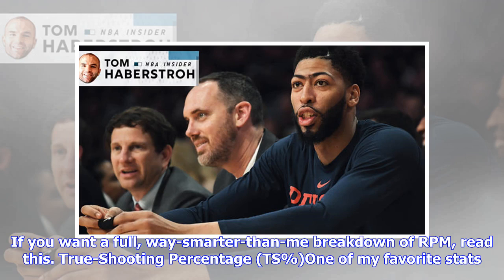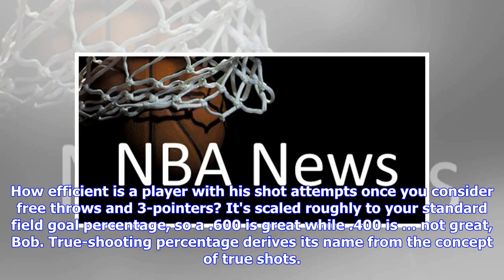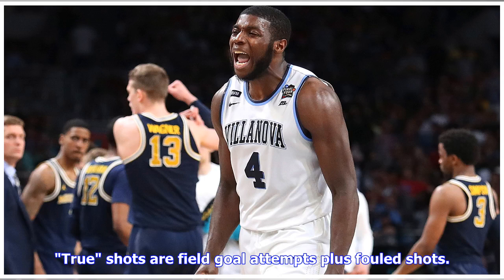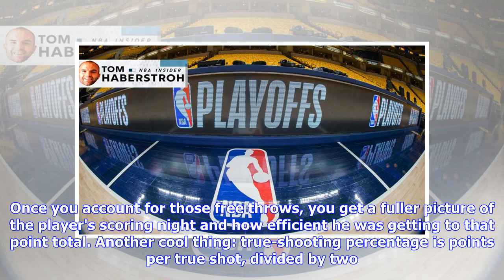True shooting percentage, TS%, one of my favorite stats. How efficient is a player with his shot attempts once you consider free throws and three-pointers? It's scaled roughly to your standard field goal percentage, so a .600 is great while .400 is not great, Bob. True shooting percentage derives its name from the concept of true shots. True shots are field goal attempts plus fouled shots. Once you account for those free throws, you get a fuller picture of the player's scoring night, and how efficient he was getting to that point total.